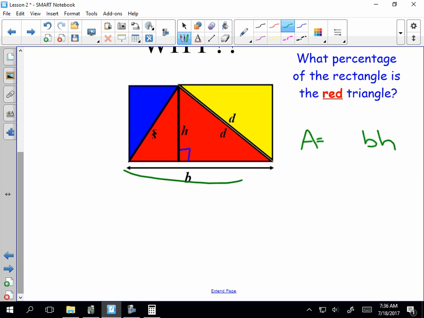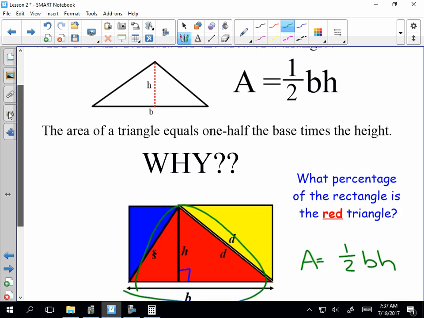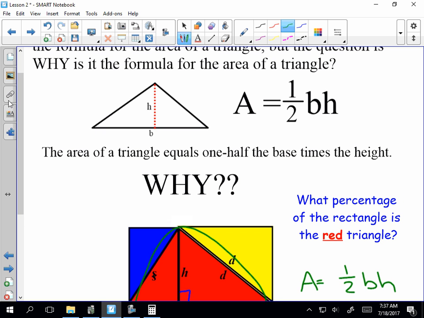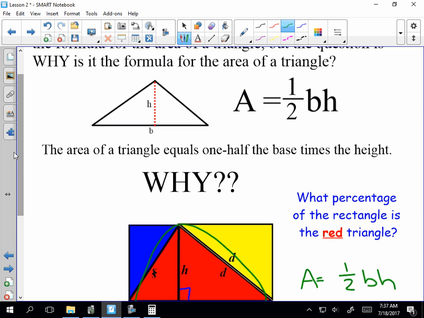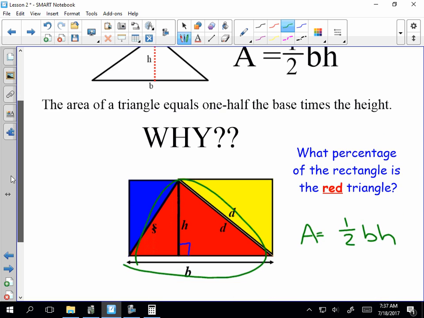Now, when we're looking at the red part of this rectangle, the red portion is only 1/2 of that. And that is how the area formula for a triangle is built. The area formula is 1/2 base times height. You're going to be given that on your formula sheet. It is a good area formula to memorize, but you'll always have it to find. You want to understand why it works.